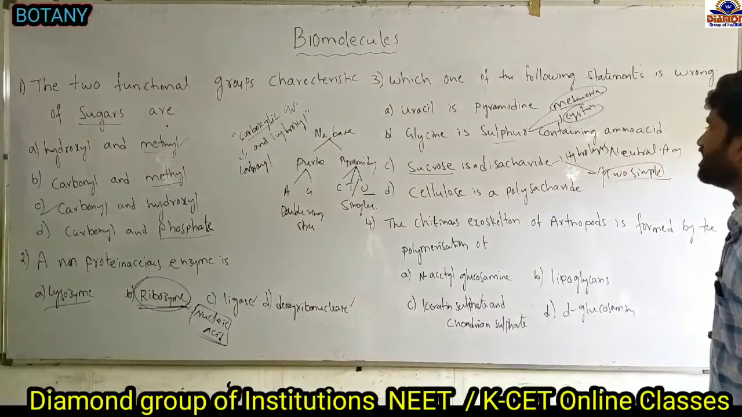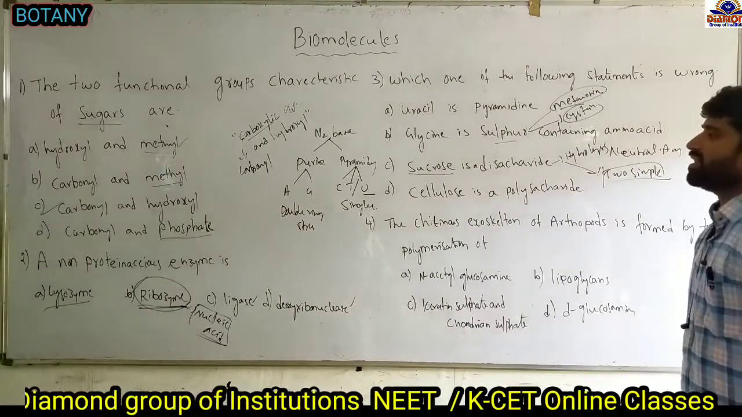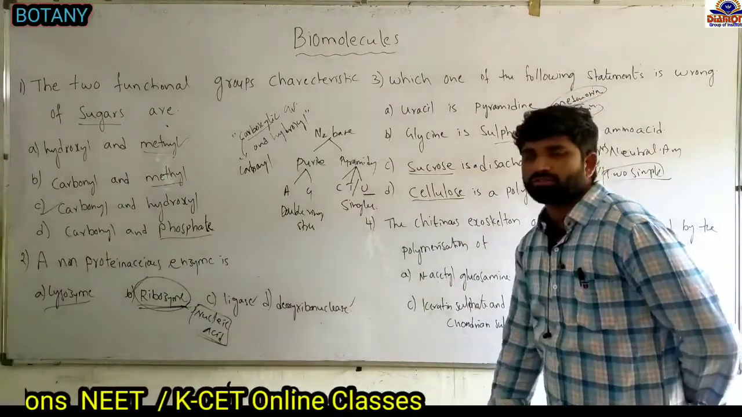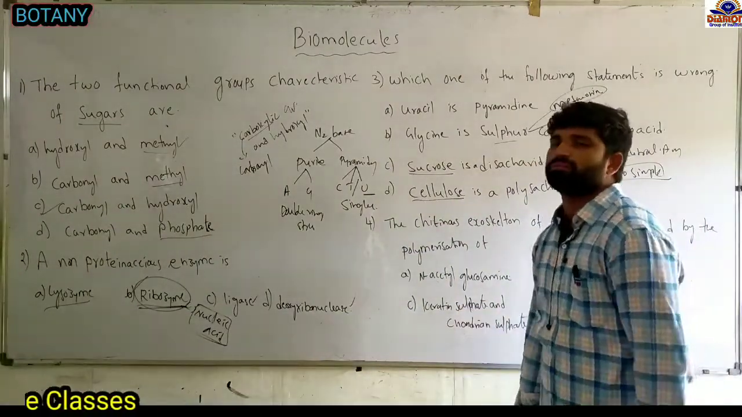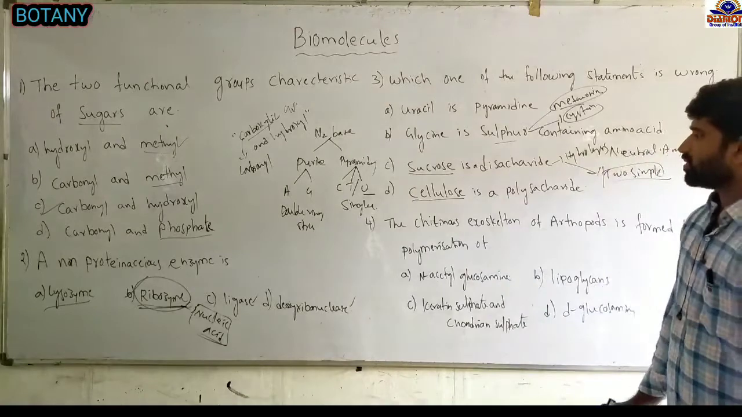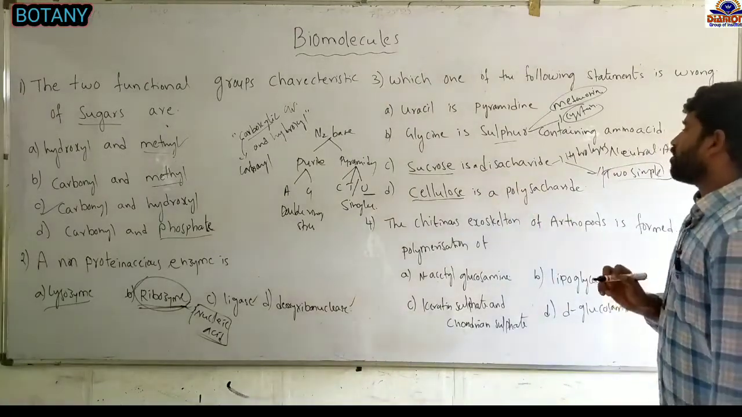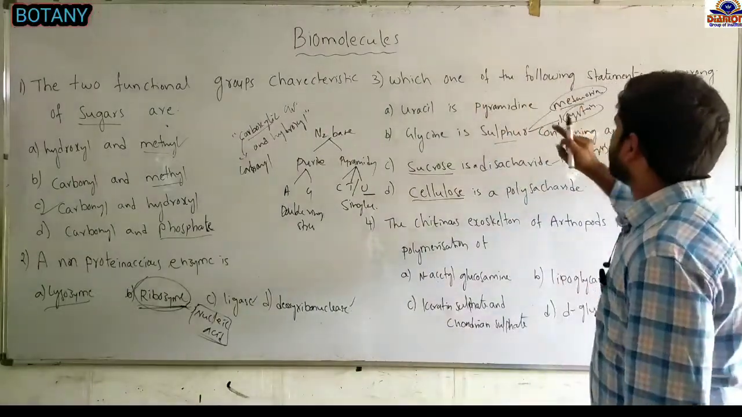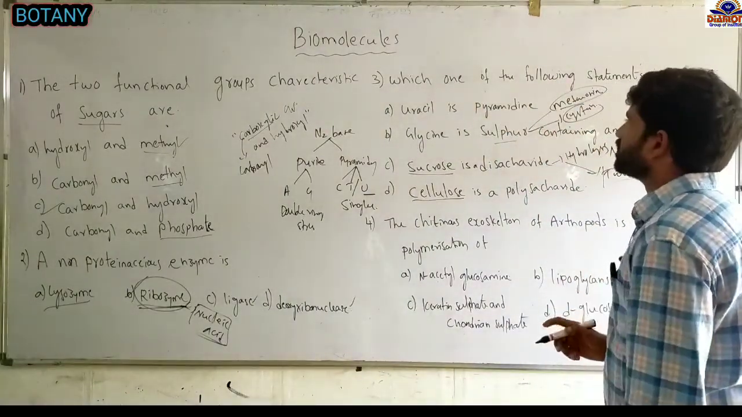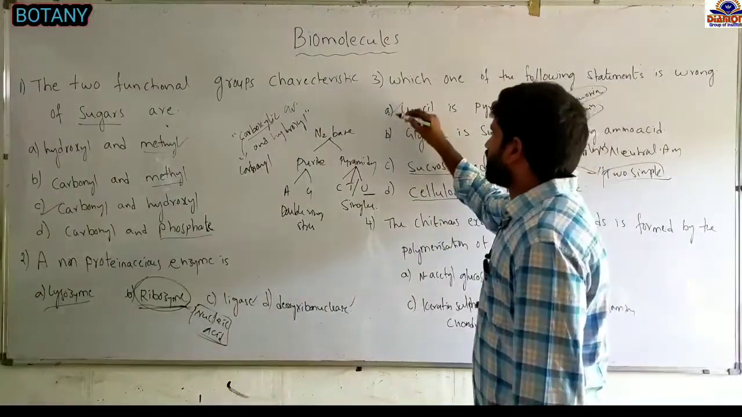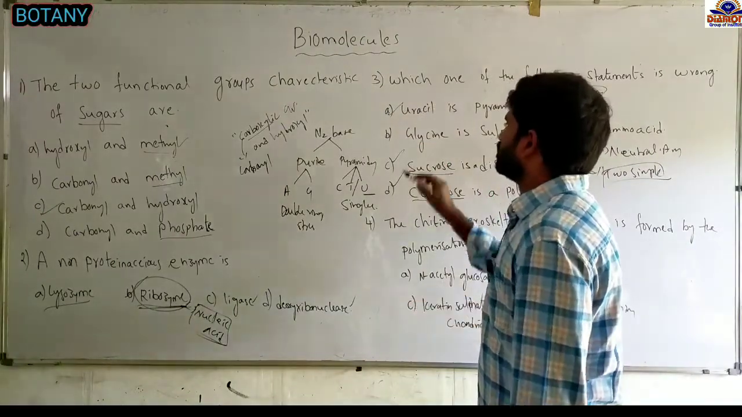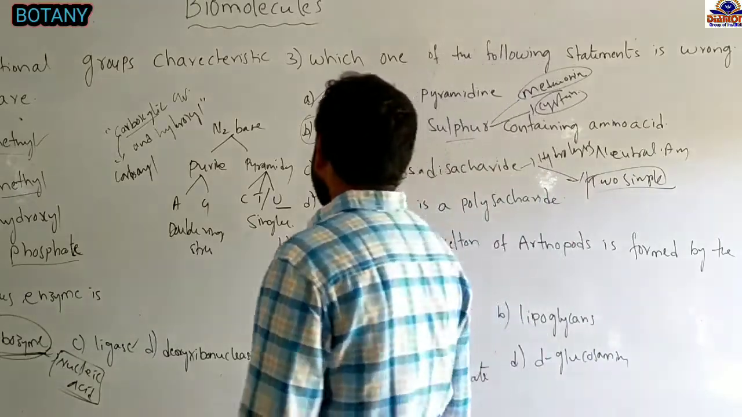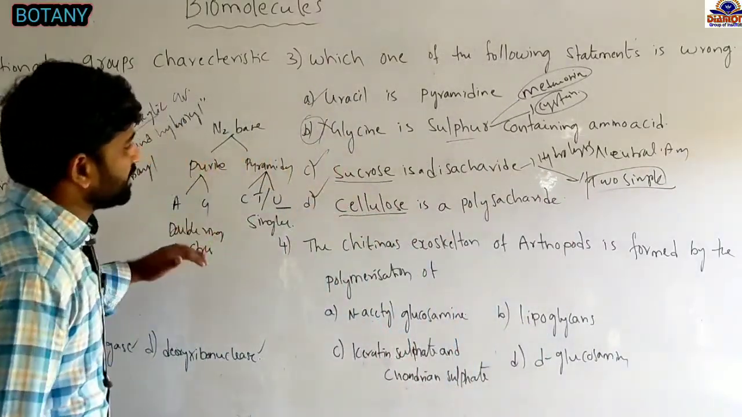And option D, cellulose is a polysaccharide. On hydrolysis of cellulose, many glucose molecules are formed, so cellulose is a polysaccharide molecule. The question asks which statement is wrong. Out of the given options, A, C and D are correct statements; only B is wrong. So the answer is B.